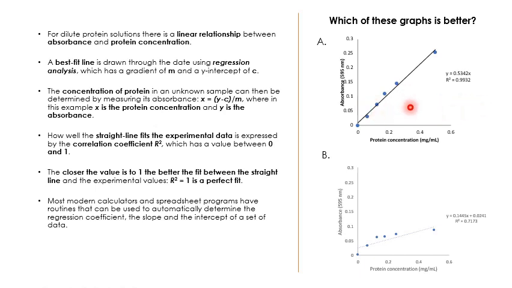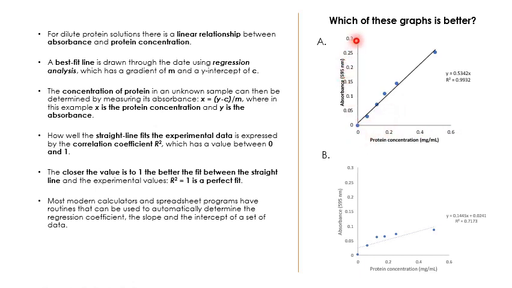Once you have generated the equation, you will be able to calculate the concentration of protein of your unknown sample by measuring its absorbance. And here, because you want to find concentration, you can rearrange the equation to make it x equals y minus c divided by m. So what you want to find is x.